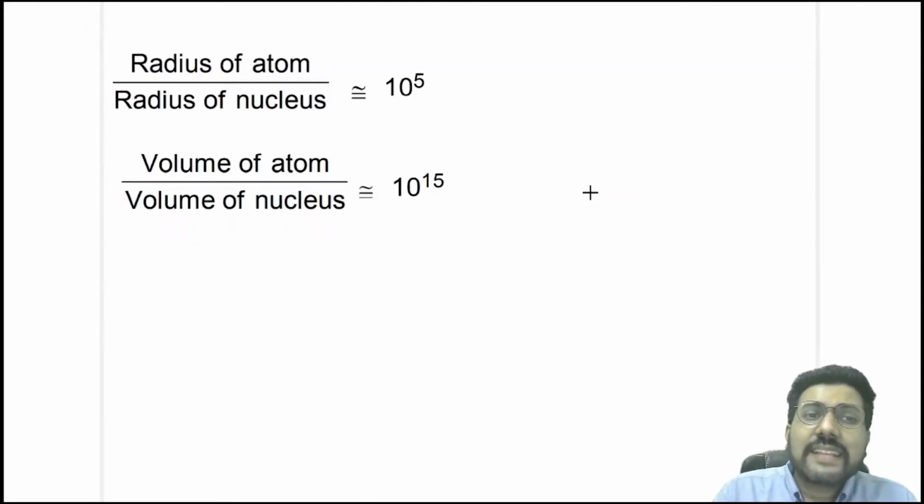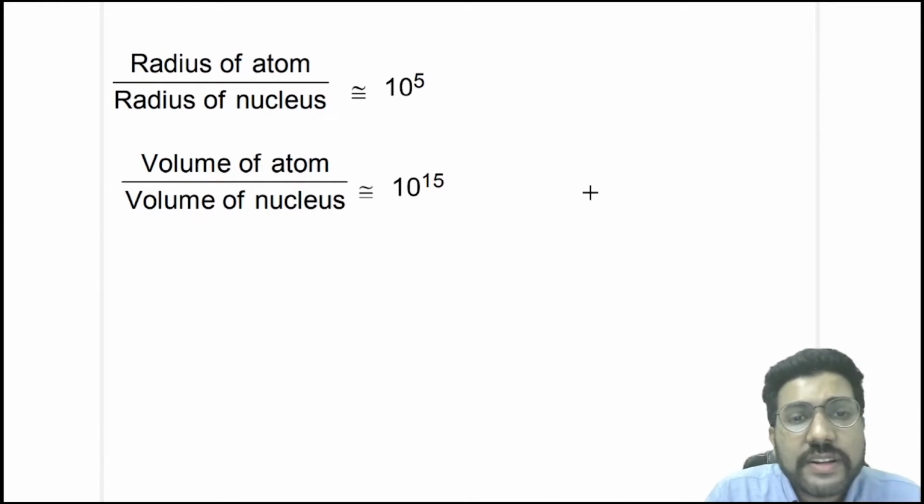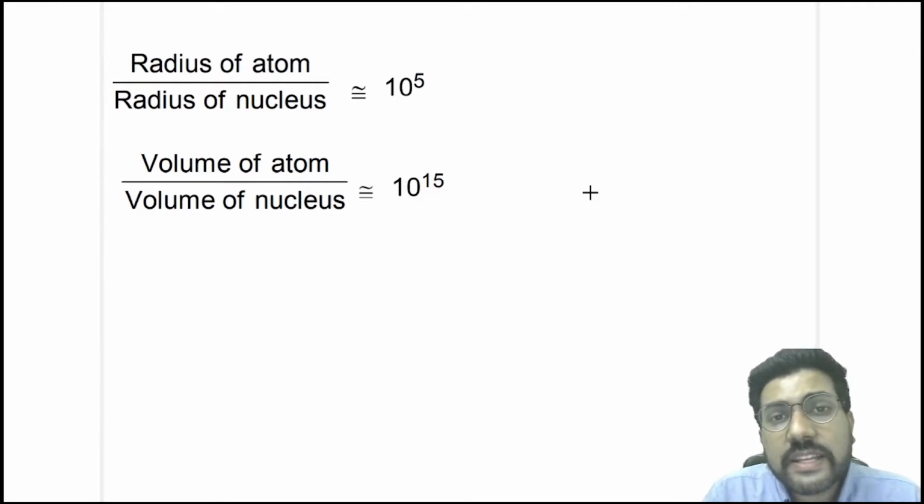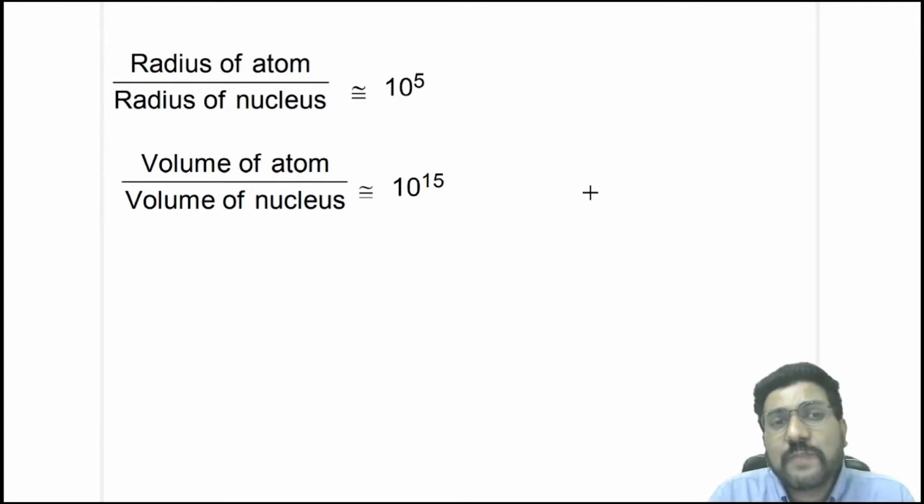Now the next thing that we have to discuss is the radius of the atom compared to the radius of the nucleus. This we have discussed already in the Rutherford model. The radius of the atom is 10^5 times the radius of the nucleus, or you can say the volume of the atom is 10^15 times the volume of the nucleus. That means huge space inside atoms is empty and the nucleus occupies only a tiny space there.